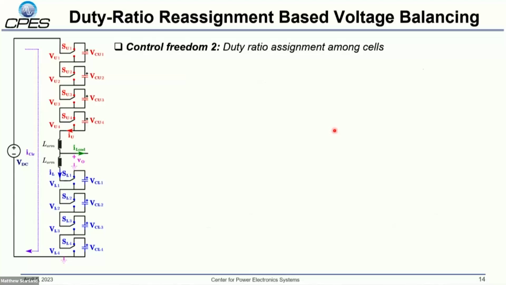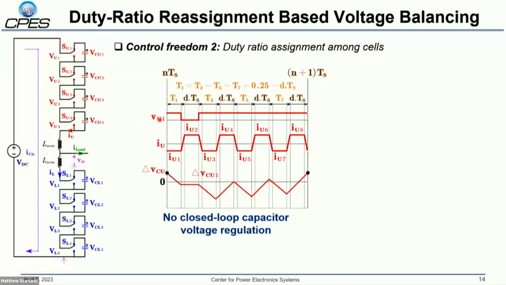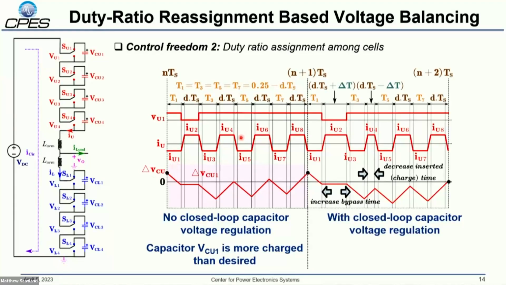Similarly, you can change the duty ratio assignment or insertion time between the cells of the same arm. So you have cell U1 here, which is inserted for a fairly large time, and we saw how to maintain the current across this. Say in one instance, it's more charged than it needs to be. Well, again, what else can you do? You need to bring the charge down. You decrease the time it's being charged for and increase the bypass time. In this case, IU4 was charging this capacitor, so you decrease the IU4 time by delta T and increase the bypass time where it's not doing anything. That allows us to, again, balance the capacitor across VCU1.